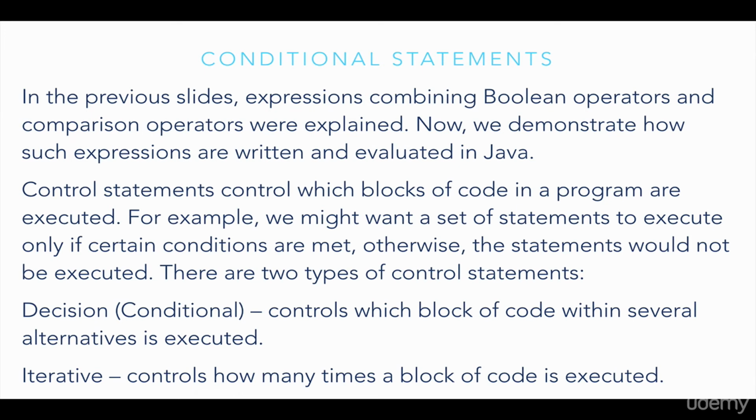Control statements control which blocks of code in a program are executed. For example, we might want a set of statements to execute only if certain conditions are met. Otherwise, the statements would not be executed. There are two types of control statements: decision or conditional statements, which control which block of code within several alternatives is executed. Iterative statements, which control how many times a block of code is executed.